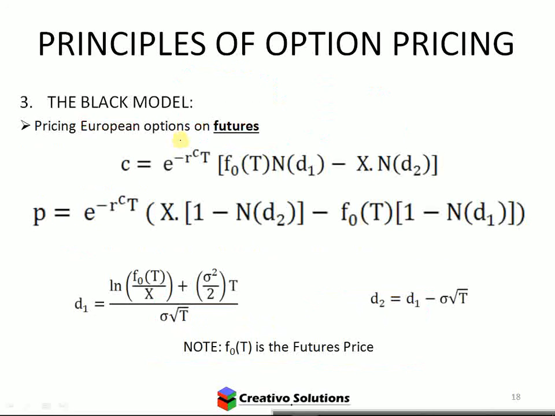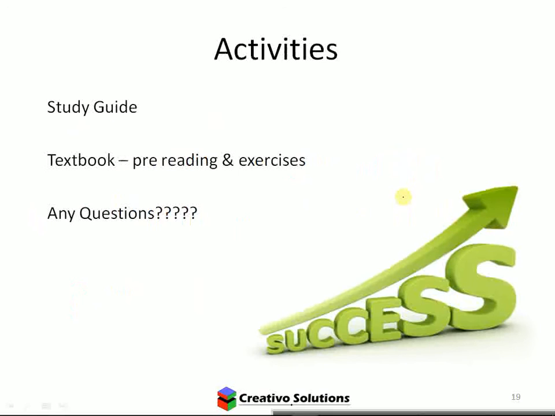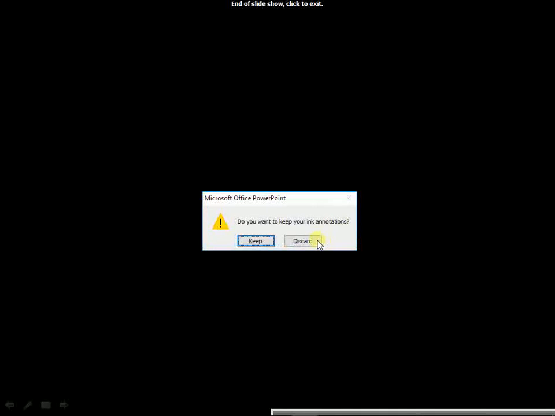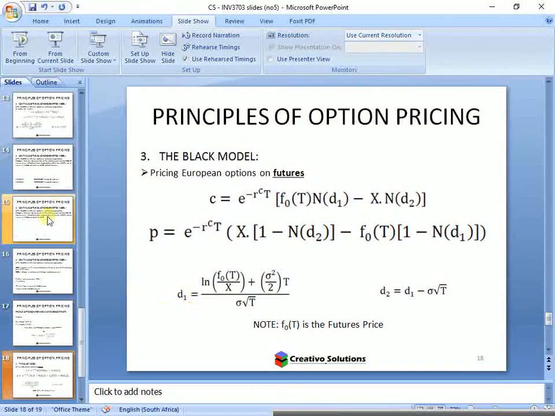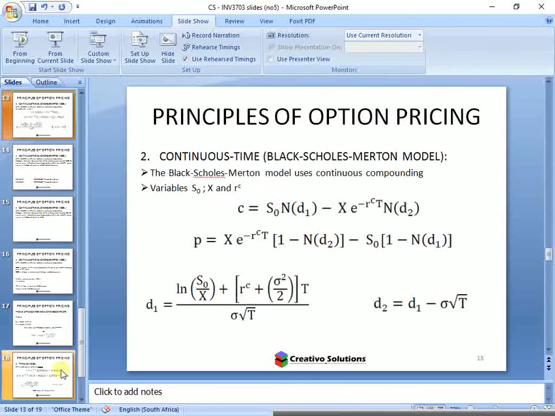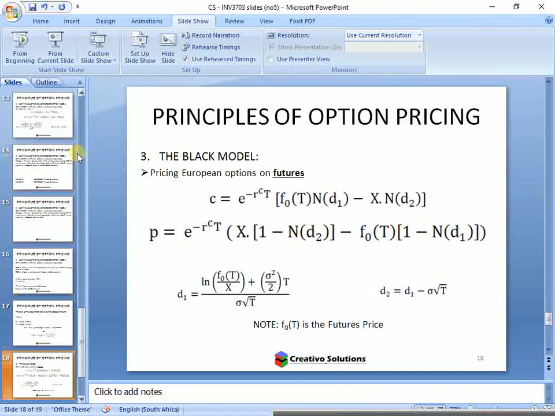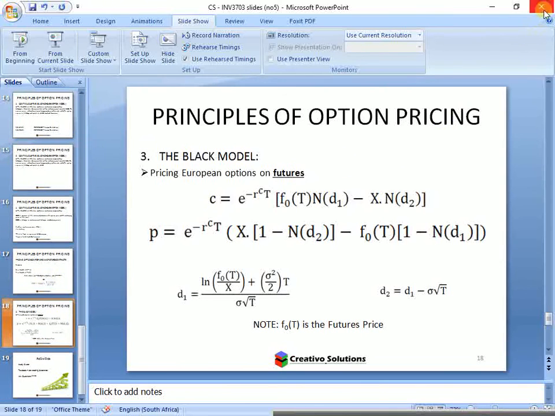And then you've got the Black model, which is pricing European options on futures. Same thing applies. First work out the d, then substitute it in, and then get the C and the P. It is very similar. Is it the same? Well, let's have a look at the ones you had here. No, it's F0. It is a little bit different. Okay, and that covers the options.